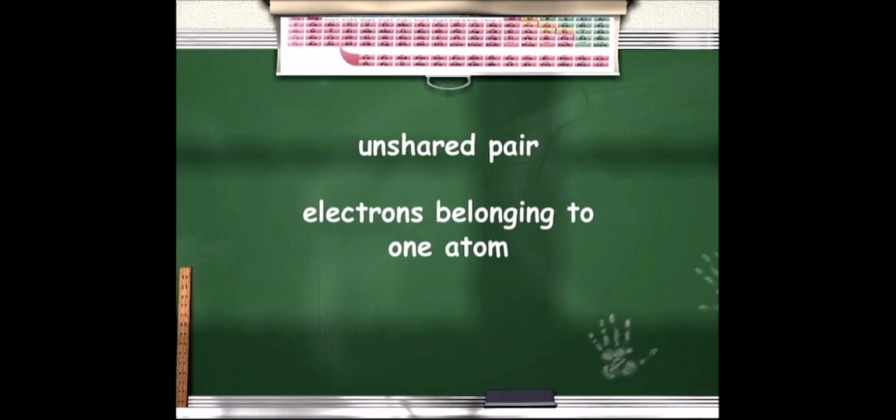In a Lewis structure, the dots that belong exclusively to one atom represent electrons that are not involved in the covalent bond. These electrons are known as unshared pairs of electrons.